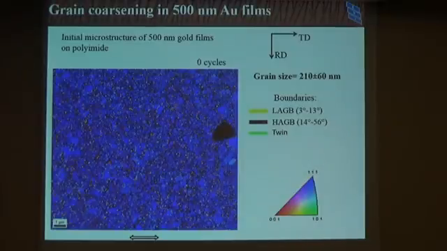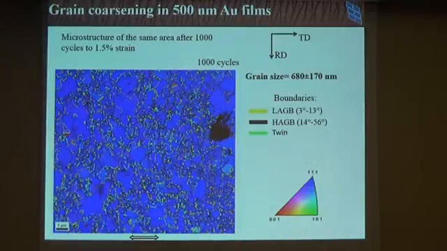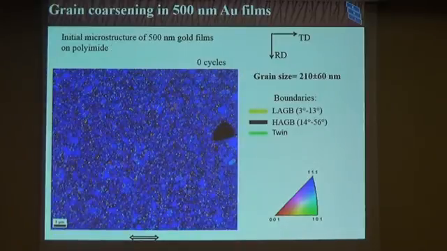Now let's switch to gold films. Here you see the typical microstructure in the beginning, so with 0 cycles. And here you see that they are strongly textured with a 1-1-1 texture, which is typical for evaporated gold films. And the initial grain size is shown here, it is 200 nanometers. And this is just a fit cut to be able to stay always in the same place.